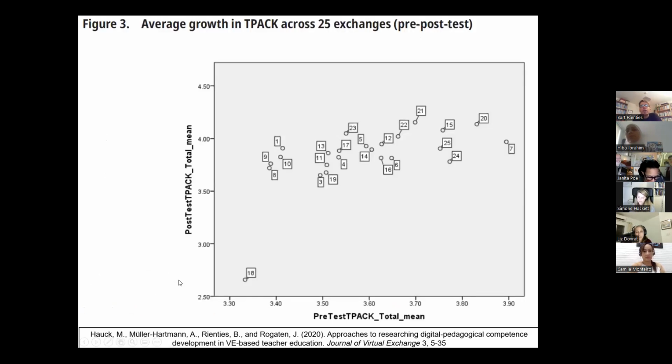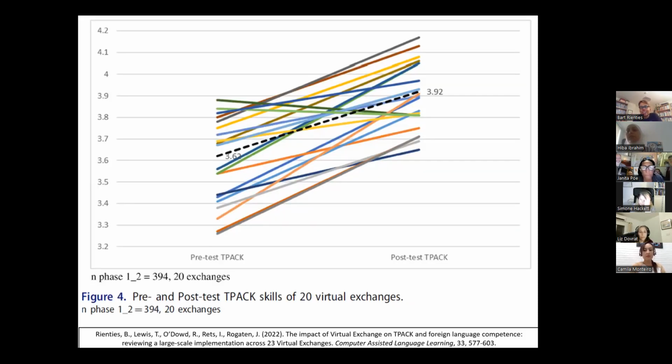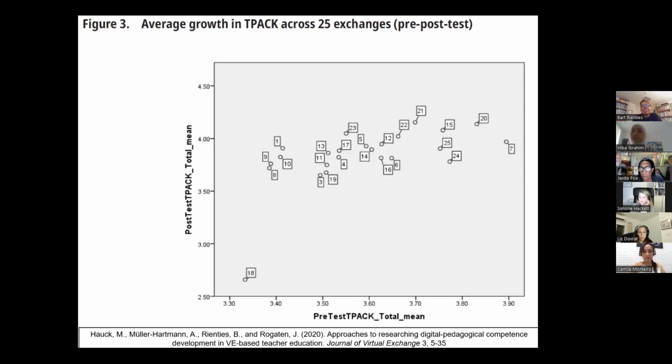So the next phase, we started to look at the triangulation of the data. So this is the same visualization as this, but in a slightly different way. What you see here is the pre-test scores and then the post-test scores, and these numbers are the virtual exchanges. And you see, for example, exchange 18, I don't know which one this is, had a relatively low pre-test score, but also didn't necessarily improve at the post-test. And there are some, like for example, 9, 8, or 1, that had a relatively low pre-test score, but made substantial improvements over time.